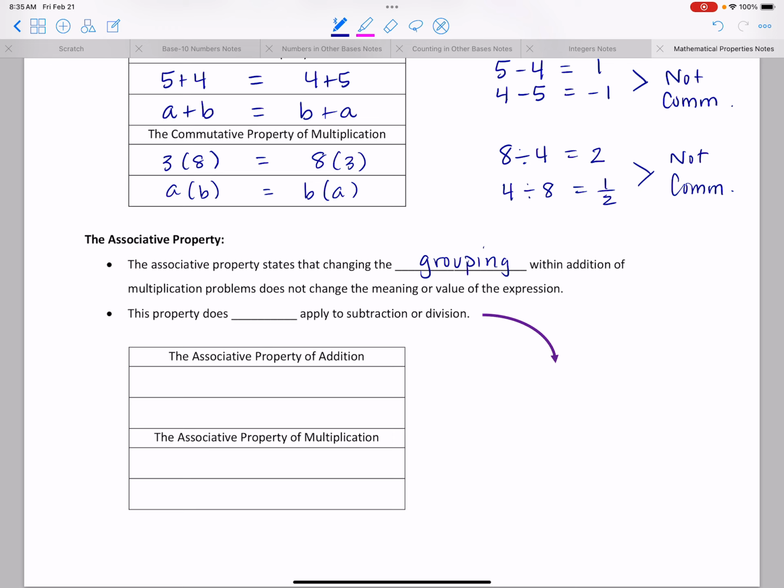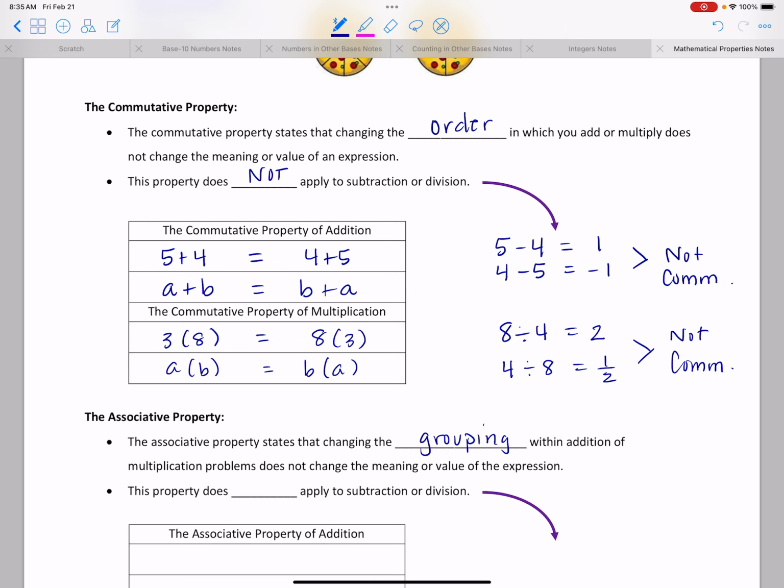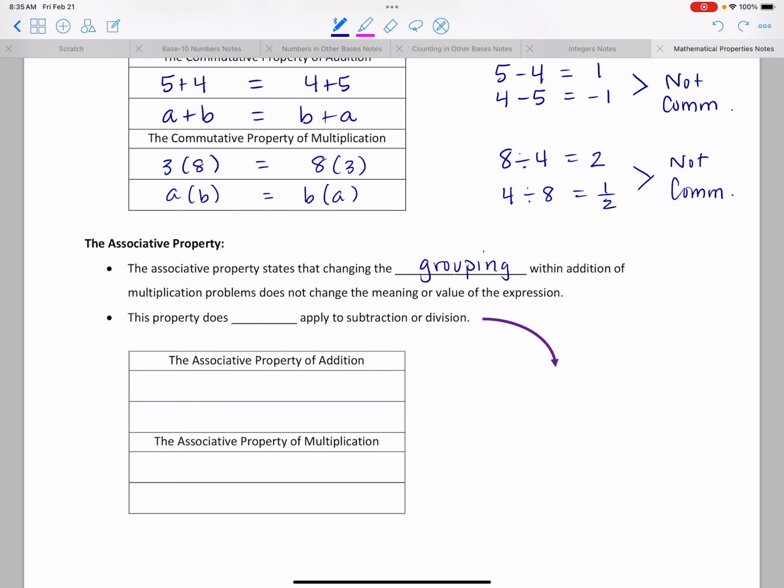It's like what we're associating with, and then just for me, commutative property, I remember changes order. Changes order starts with CO, so does the commutative property. The associative property is changing the grouping, the grouping within an addition or multiplication problem, and it will not affect the value or the final answer. Associative property is grouping. It's what are we associating with? How are we grouping these things together?